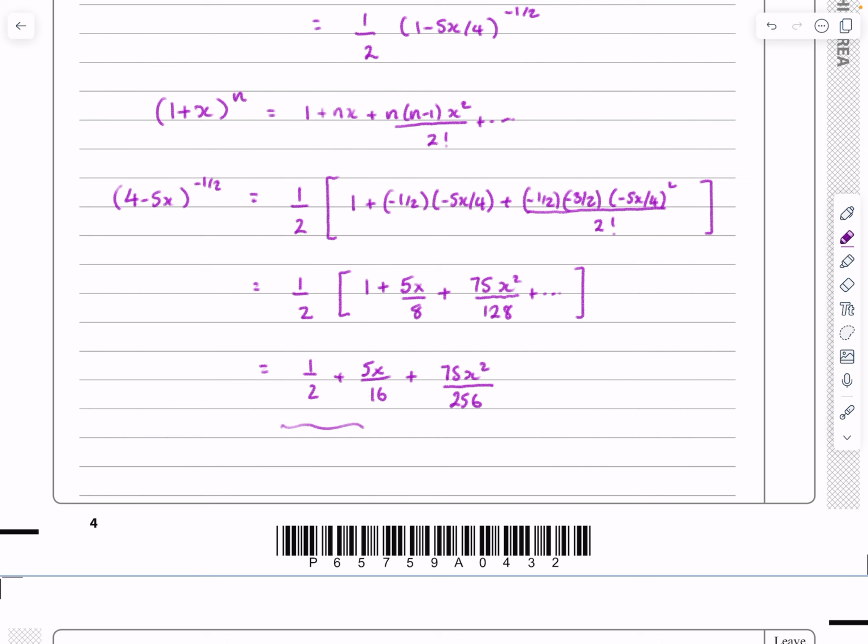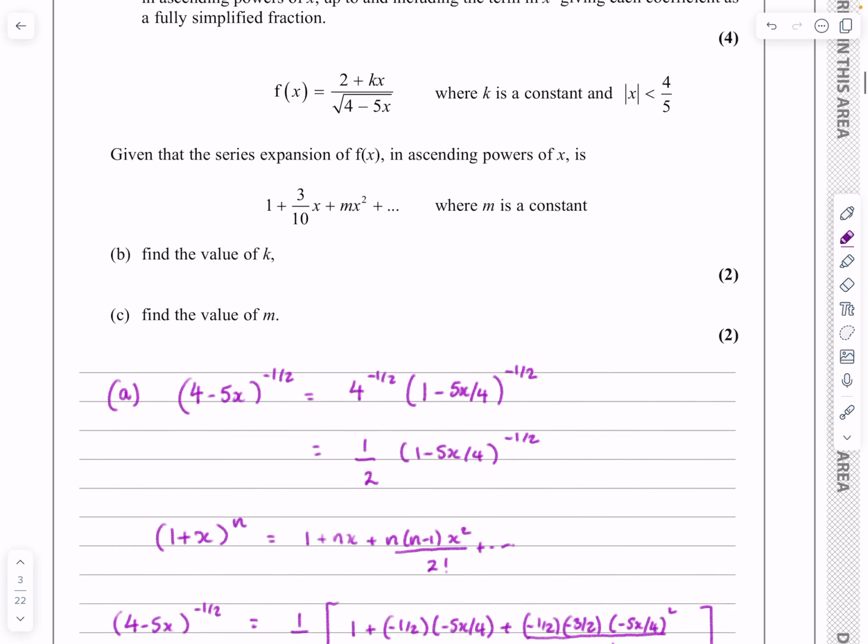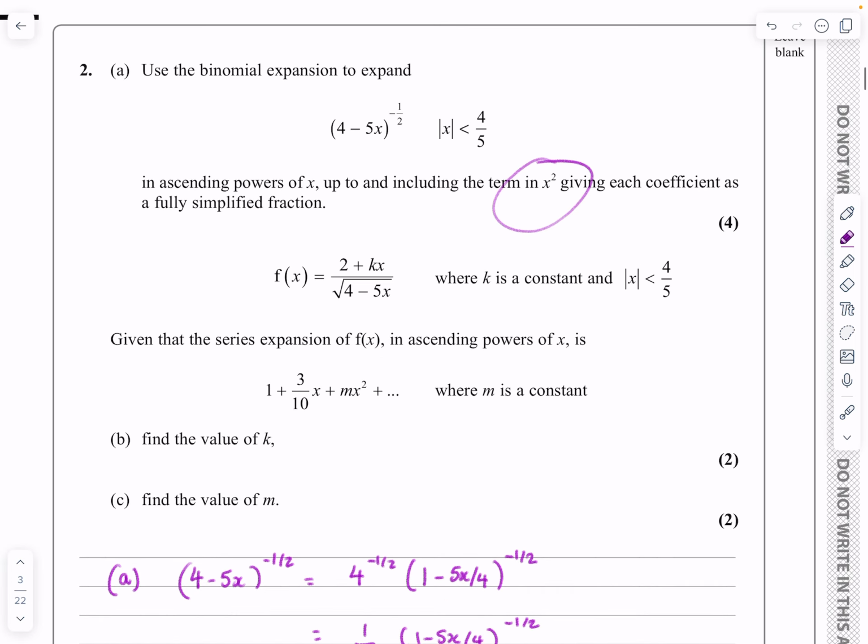So that's the answer to part A. Part A asked, can I go up to and include the terms in x squared? I've done that. What does part B say then? Well, it's all to do with this function here. What we notice about this function is that I've got that part there. That is (4 minus 5x) to the minus a half, isn't it? If it's divided by the square root, that's actually the same as this thing here. So what I've really got is 2 plus kx multiplied by that thing. So that's where I'm going to start.